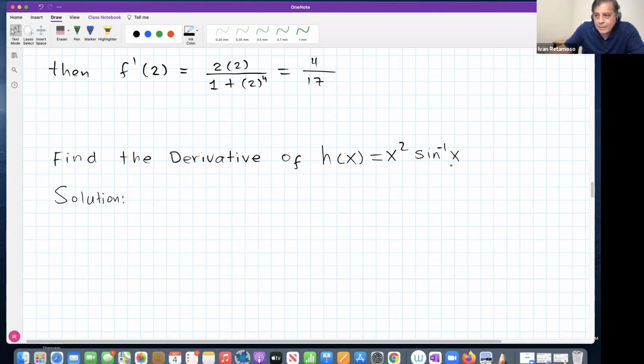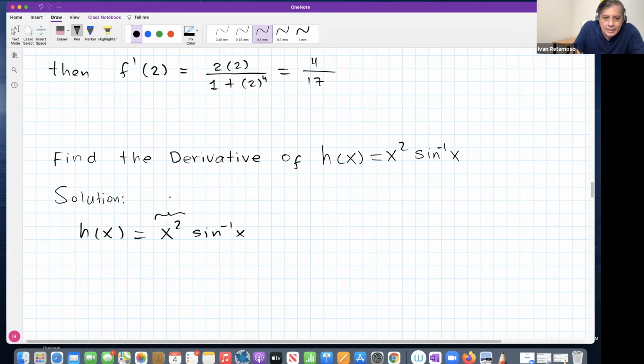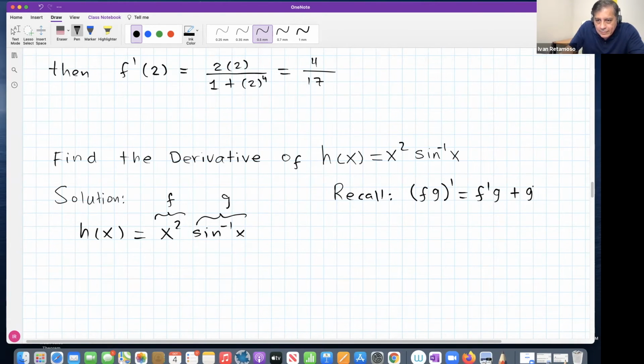And clearly here we must use the product rule. So let's see. Let's start by saying, okay, this function h of x is equal to the function x squared multiplied by the function sine inverse of x. So let's call this guy f, let's call this guy g, and let's apply our product rule. Recall the derivative of f times g is derivative of f times g plus derivative of g times f. Let's use our product rule.